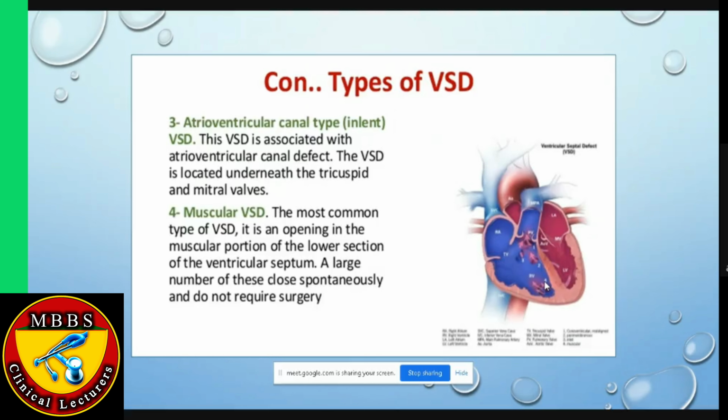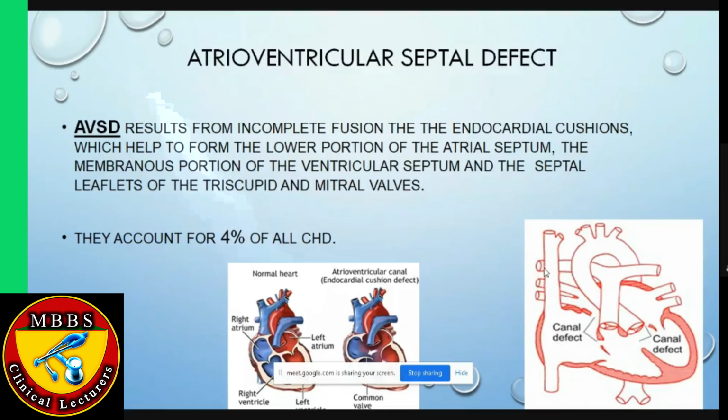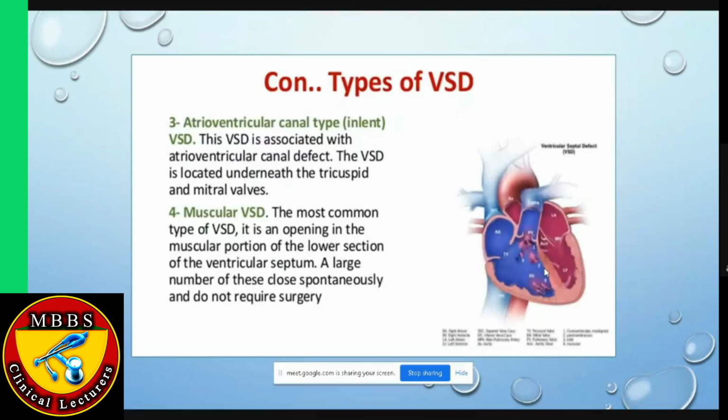And this is the commonest type of the ventricular septal defect, which is a defect, an opening, in the muscular portion of the lower section of the ventricular septum. And if you talk about this muscular type of ventricular septal defect, mostly they close spontaneously and do not require surgery. Then we talk about the atrioventricular septal defect.